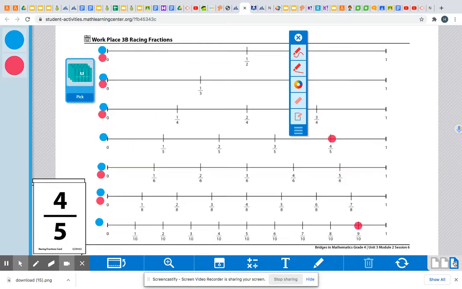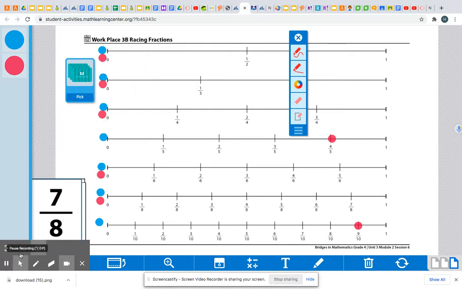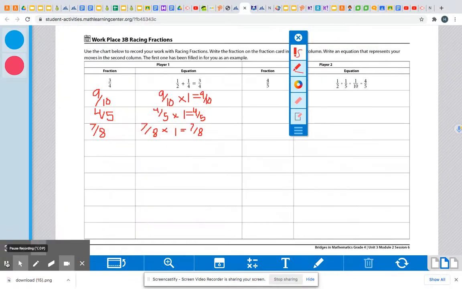Now I'm going to go back to my game board and flip over another card. This time I got 7/8. So I'm going to move my game marker to 7/8. You can see I have a few that are getting really close to 1. I'm going to make an equation on my record sheet as well. All right, I've recorded my equation. I'm going to go back to my game board.